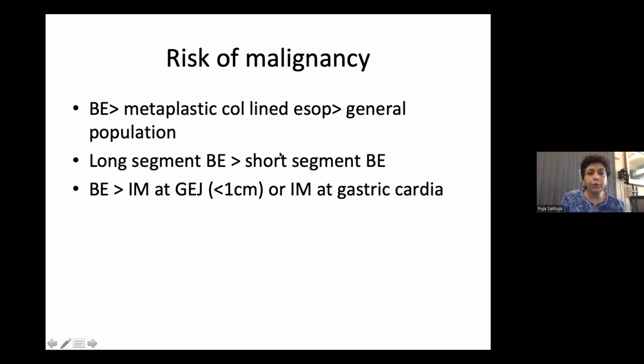Why is this important? Because the risk of malignancy in Barrett's is more than in just metaplastic columnar lined esophagus, which is also more than in the general population. The risk is more in long than short segment Barrett's. The risk is more in Barrett's than in intestinal metaplasia at the GE junction or at the gastric cardia. So therefore, it is important to know where we have taken the biopsy from and where this metaplastic change is present. This is an example of dysplasia.